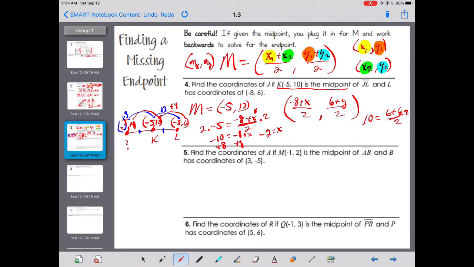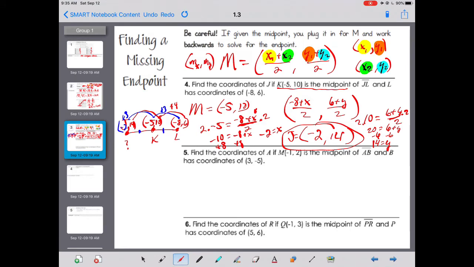I'm dividing by 2. Get rid of that. Multiply by 2. 20 equals 6 plus y. To get rid of positive 6, subtract. So 14 equals y. So the end point is negative 2, 14. That is the point J.